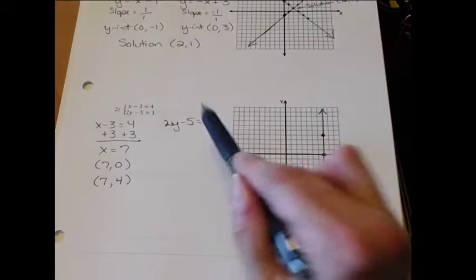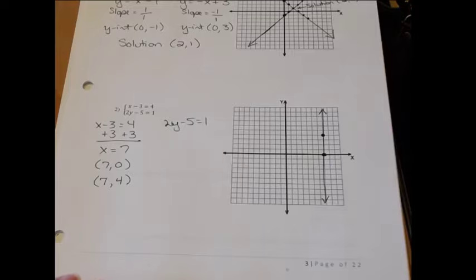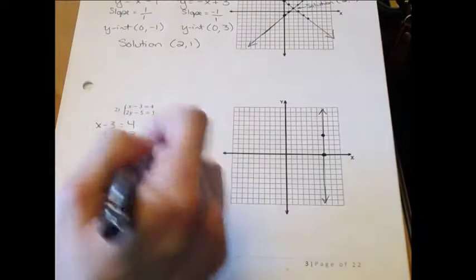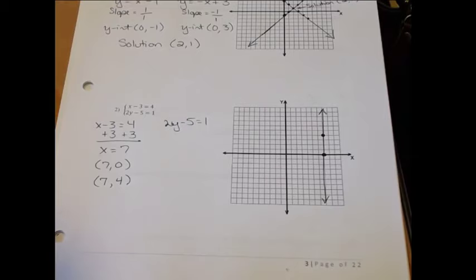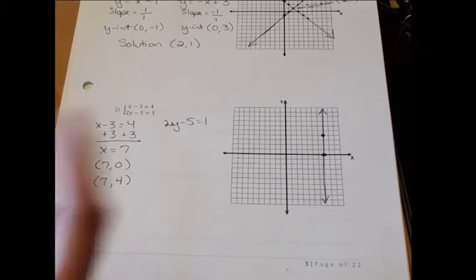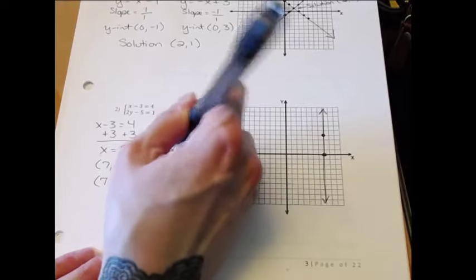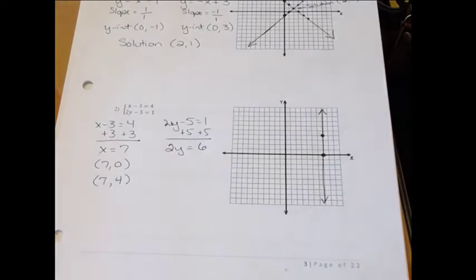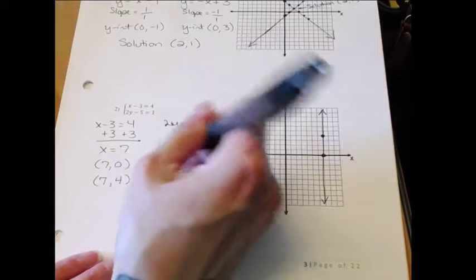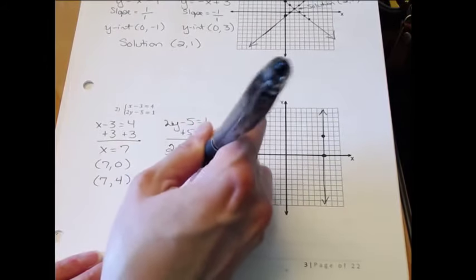Next, we want to solve our second equation, 2y minus 5 is equal to 1. So in this case, I only have one variable again. Not a big deal. As mathematicians, you want to solve for that unknown. You want to solve for that variable. So we're going to add 5 to both sides. That leaves me with 2y is equal to 6, and I take the next step and I divide by 2 and I get y is equal to 3.